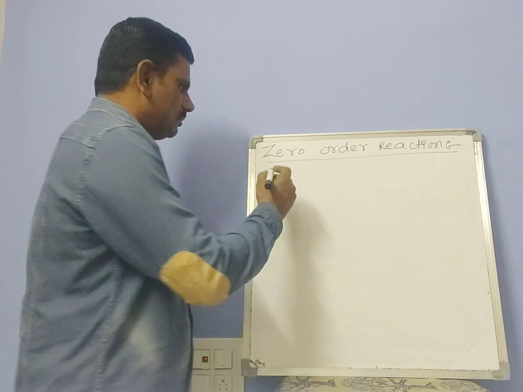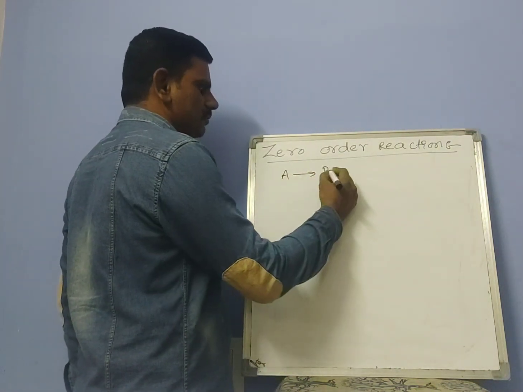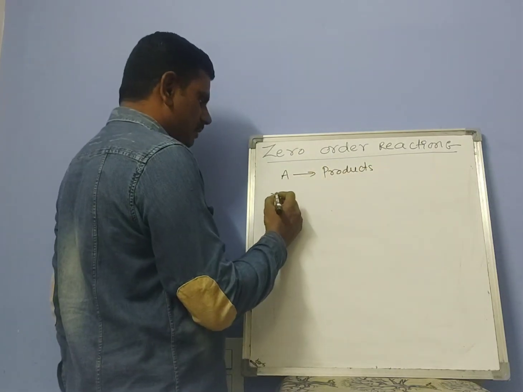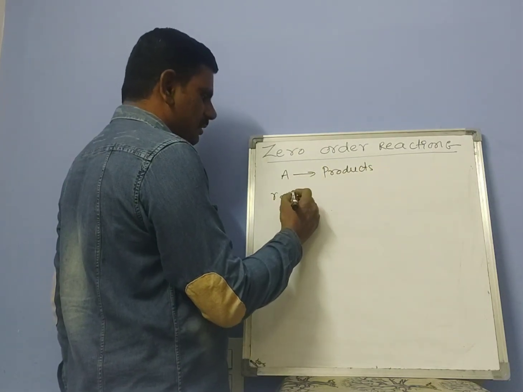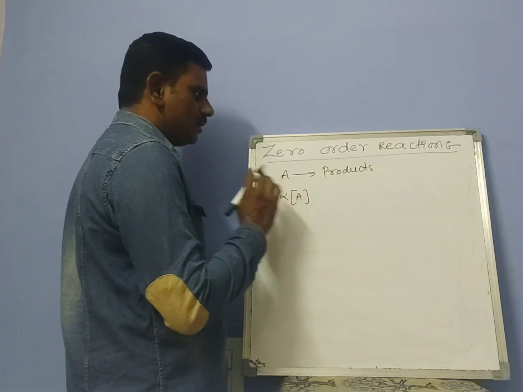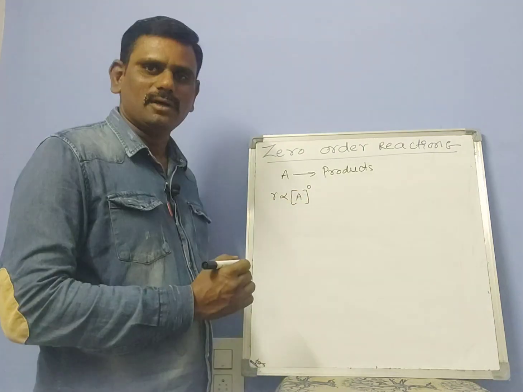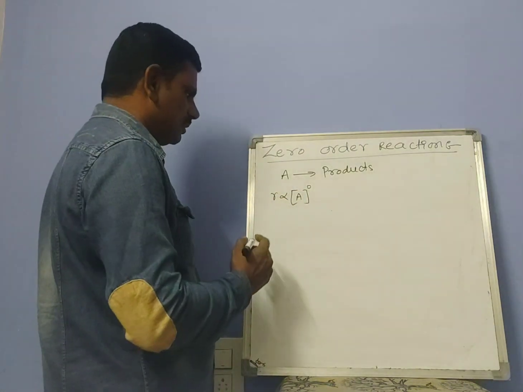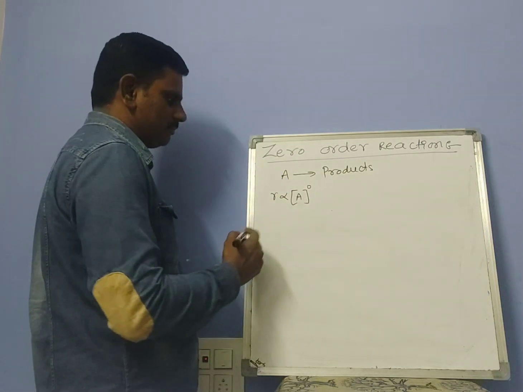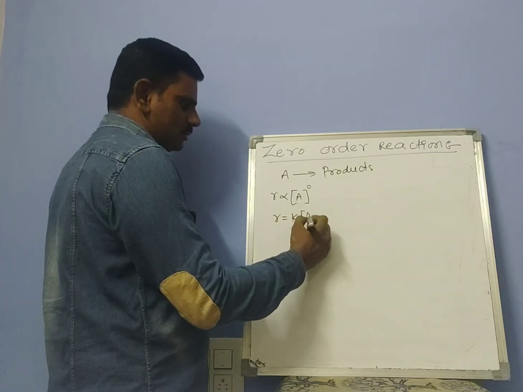See, for example, in a chemical reaction, A is the reactant which converts into products. Say rate of reaction is directly proportional to the concentration of reactants. But in zero order reaction, rate of reaction does not depend on the concentration of reactants. That's why it is called zero order reaction. N value is 0 here. R is equal to K into A naught.